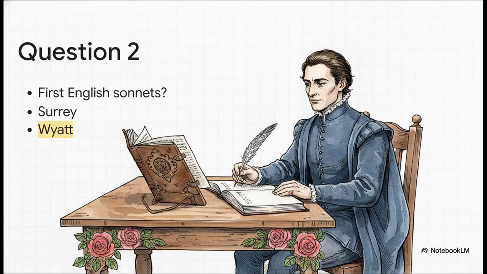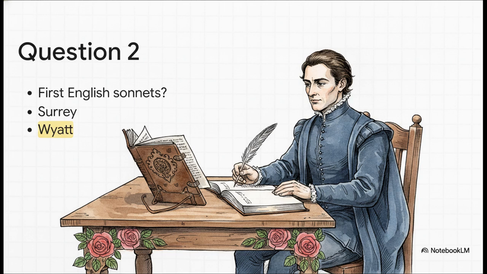Moving right along to question 2, which poet was the first to write sonnets in English and fully followed the Petrarchan form? Was it A, the Earl of Surrey, B, William Shakespeare, C, Sir Thomas Wyatt, or D, Edmund Spenser? Think about it for a second. The winner is C, Sir Thomas Wyatt.